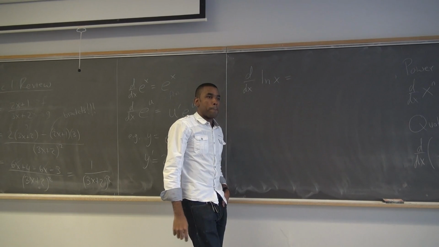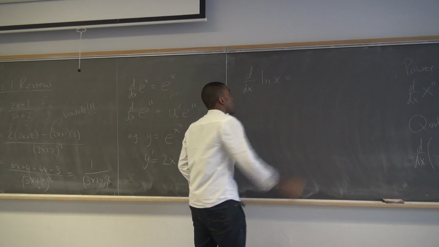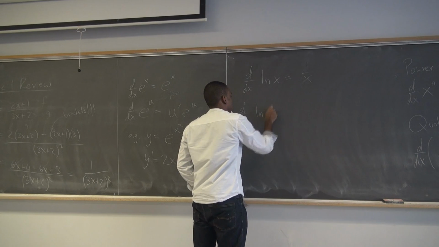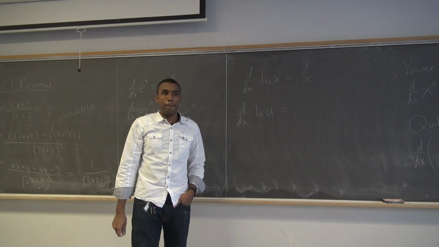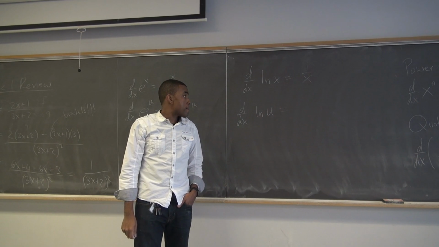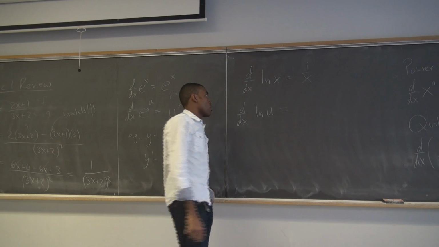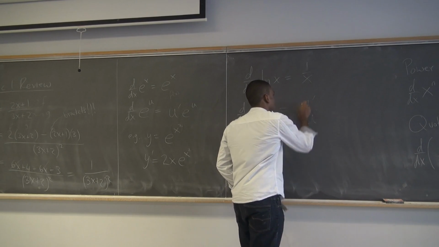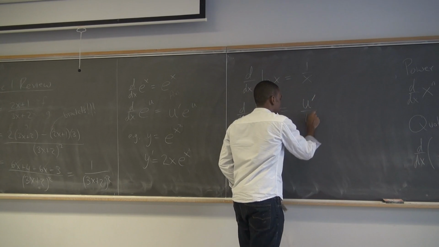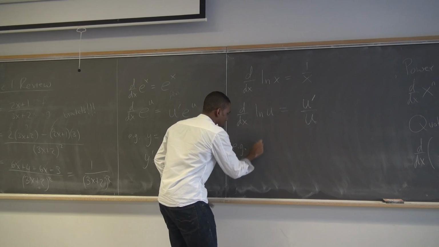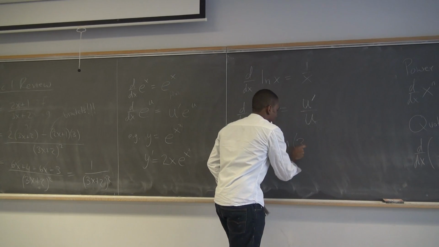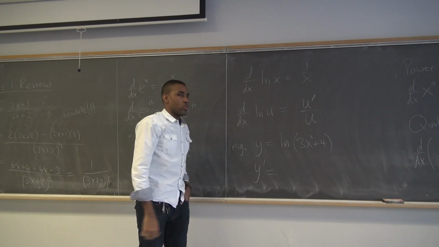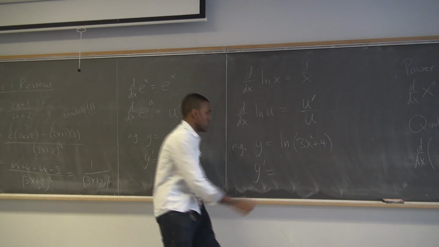What's the derivative of ln x? 1 over x. And for ln of u? 1 over u times u prime. This is u prime over u. So, for example, y was equal to ln of 3x squared plus 4, and I ask you, what is y prime? 6x over 3x squared plus 4.